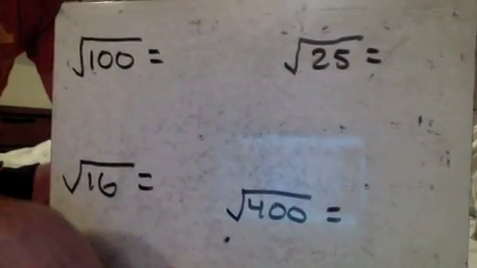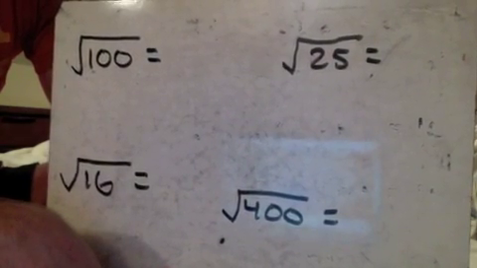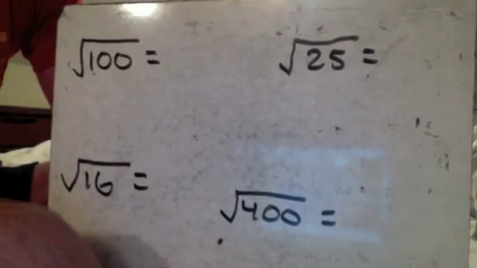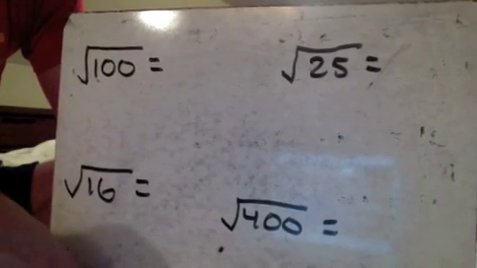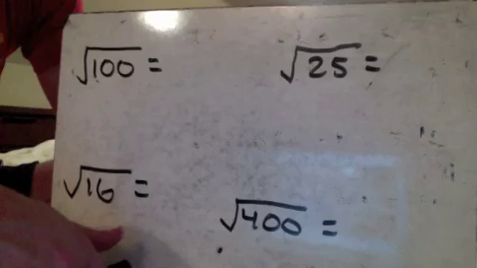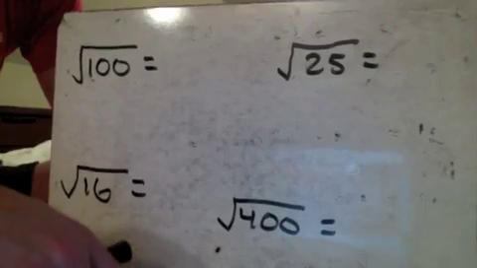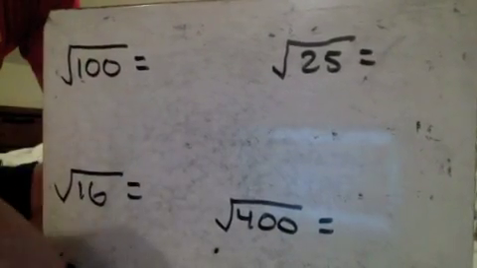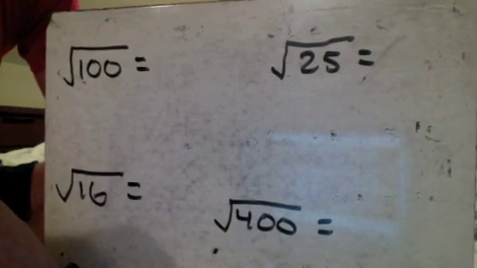Here are 4 problems that you can try by yourself if you already know what you're doing, and if not, you can pay attention and I'll talk you through these. The answers to every single one of these are perfect squares. They come out whole. You should be able to find a number that when you times it by itself, you get what's underneath the radical symbol. So if you want to try these by yourself, do it. If not, just follow along with me.